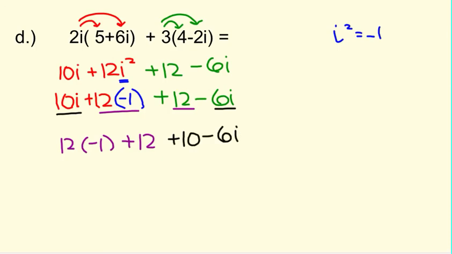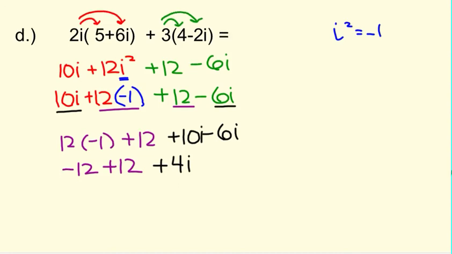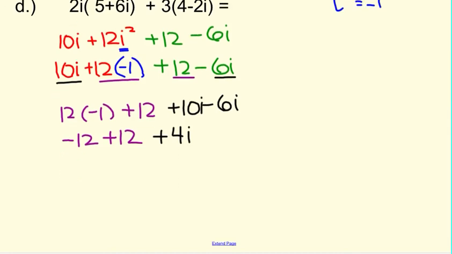Now combine those. 12 times negative 1 is negative 12. Forgot the i here. 10i minus 6i is 4i. And now notice that negative 12 and positive 12 cancel out. And we're left with just 4i.